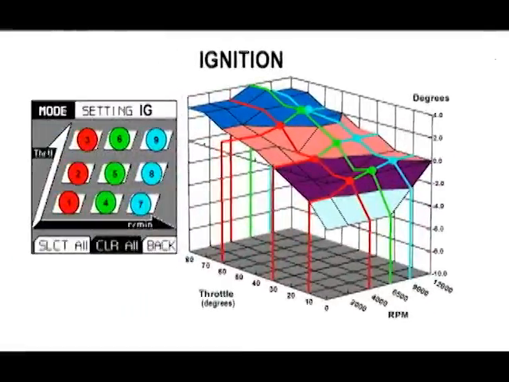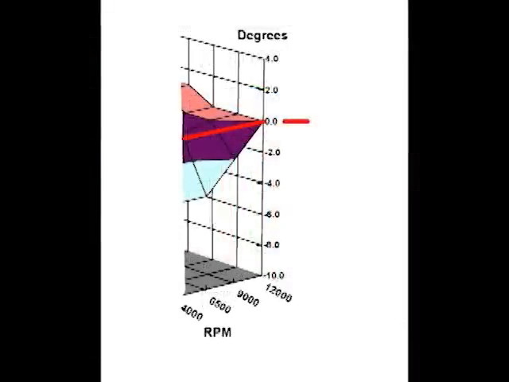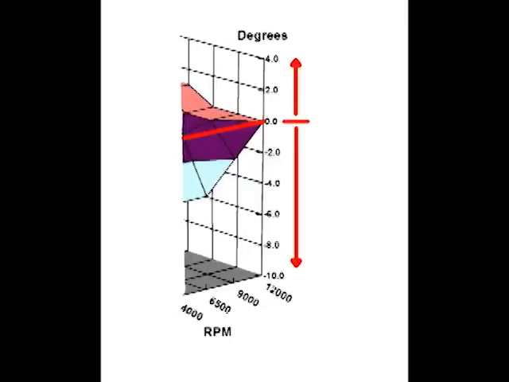For ignition timing, the 2010 YZ450F has the same 9 RPM and throttle opening edit points. The ignition timing at each one of these points can be adjusted to +4 degrees to -9 degrees from the standard ignition timing at that point in 1 degree steps.